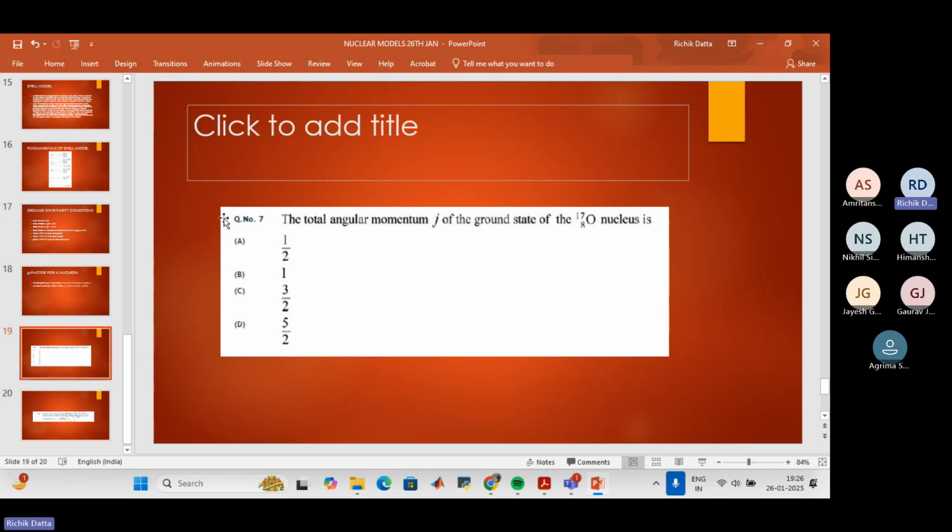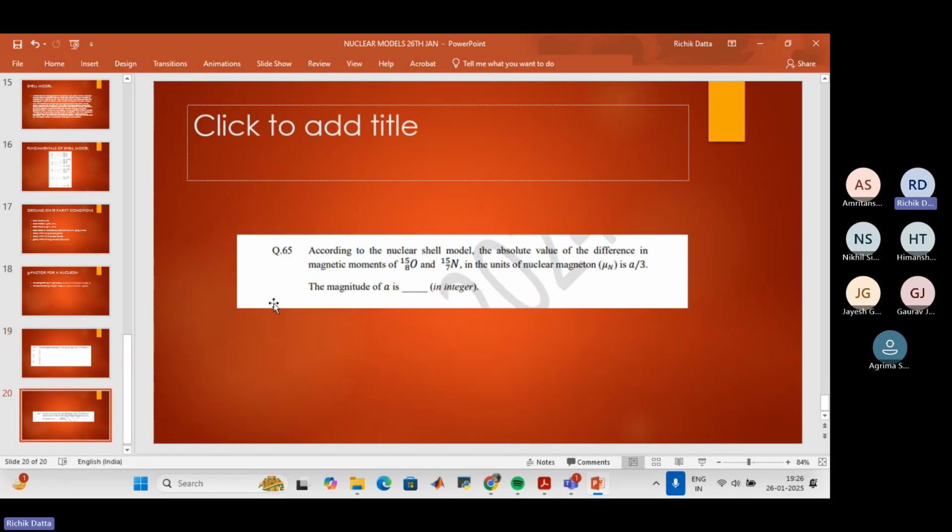So this is all that I have talked about, the shell model. Another question I will share in the reading circle group. Those interested should solve it, and if they have any doubts or queries, they can reach out to me any time. That's all from my side. If there are any questions, you can ask.